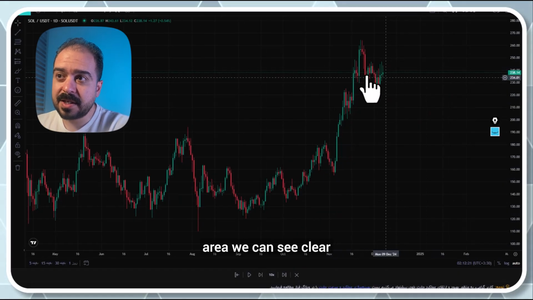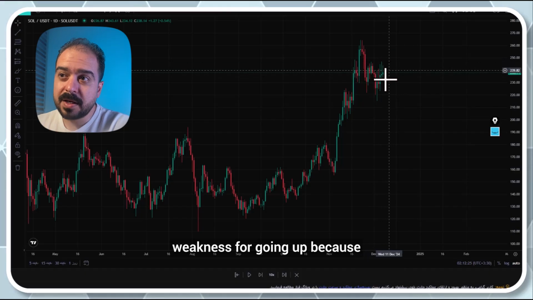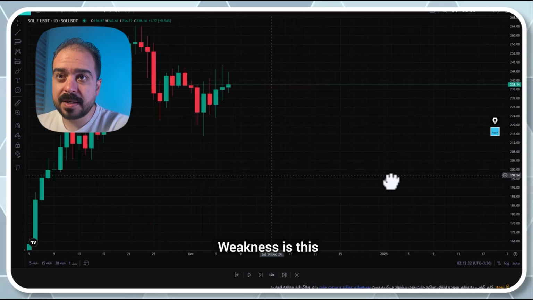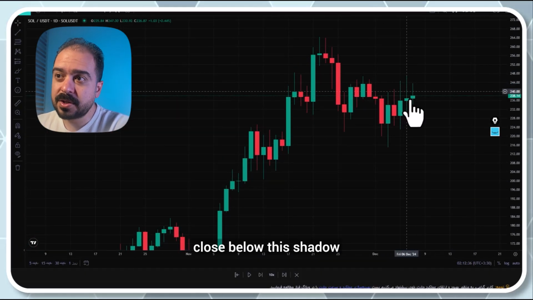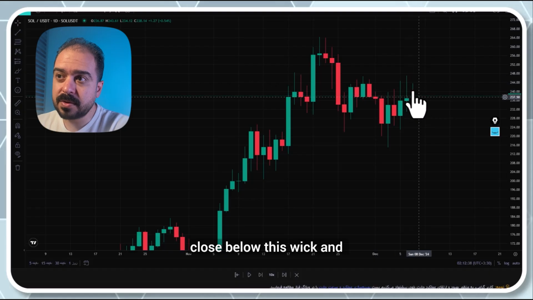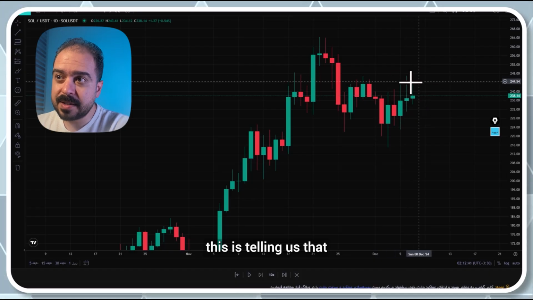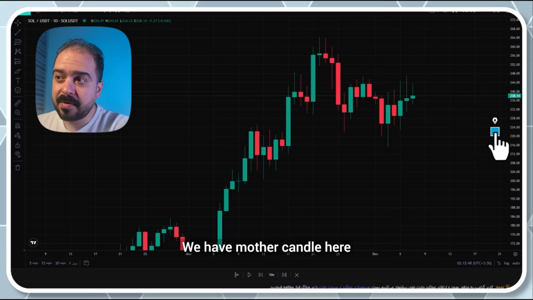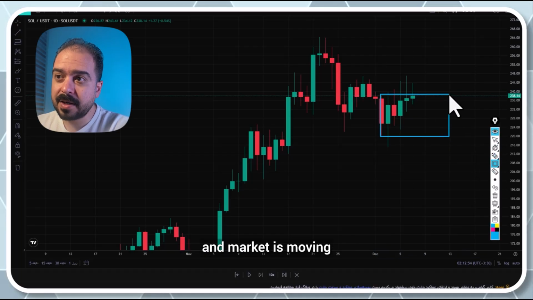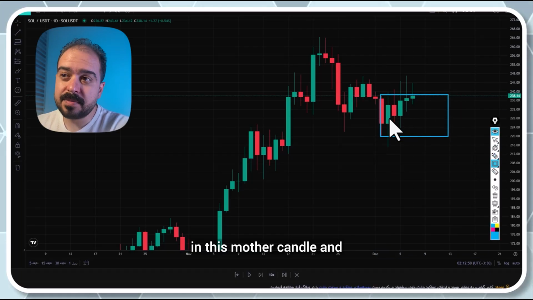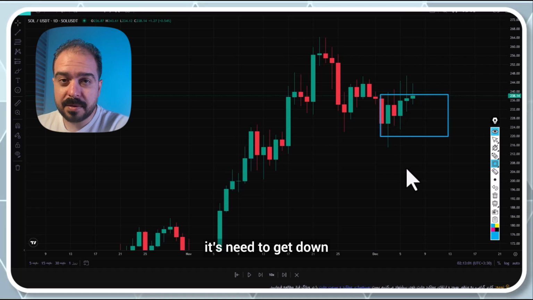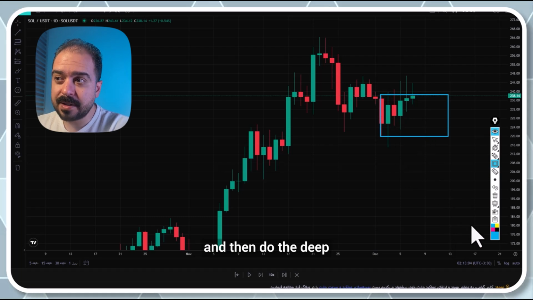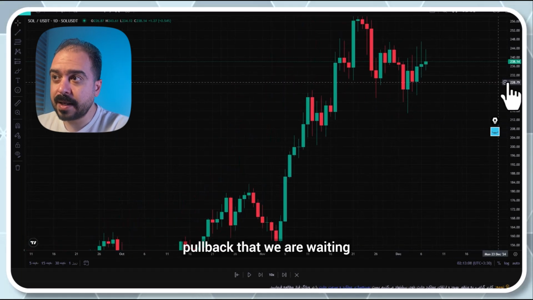We can see clear weakness for going up, because let me show you what I mean. Weakness is this: close below this shadow, close below this shadow, close below this wick, and this is telling us that it can't go up. And as you can see, we have a mother candle here and market is moving in this mother candle and it needs to get down here and do the pullback and then do the deep pullback that we are waiting for to this point.